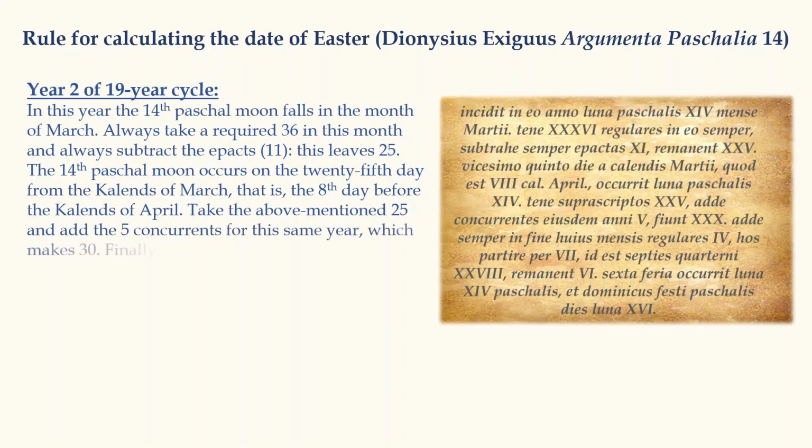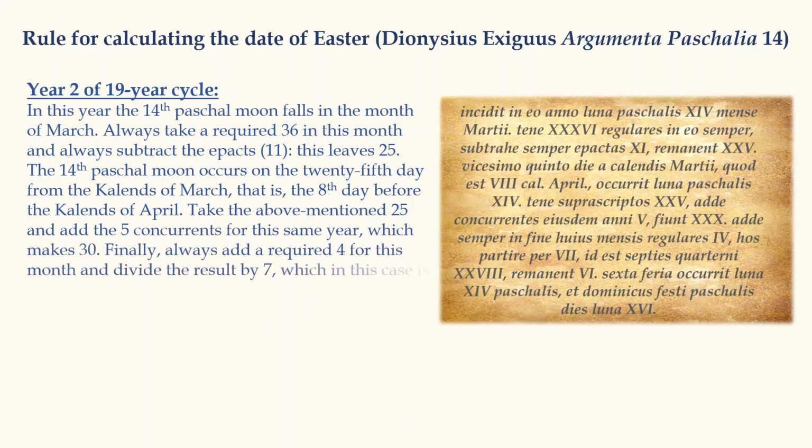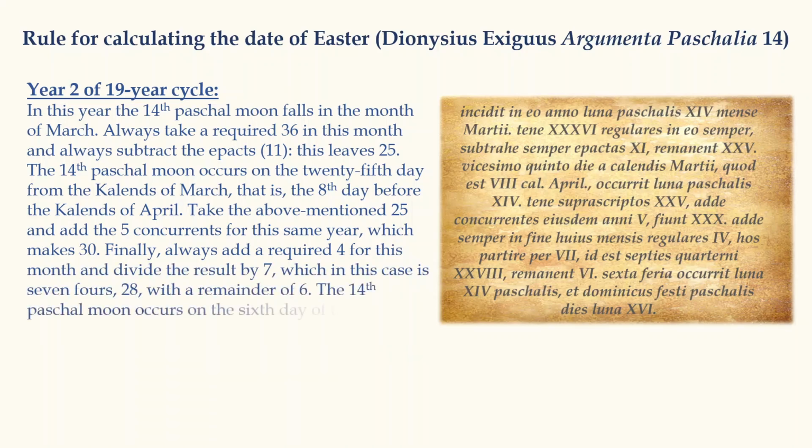Take the above-mentioned 25 and add the 5 concurrents for the same year, which makes 30. Finally, always add a required 4 for this month, and divide the result by 7, which in this case is 7 4s, 28, with a remainder of 6. The 14th Paschal moon occurs on the 6th day of the week, and Easter Sunday is on the 16th moon.